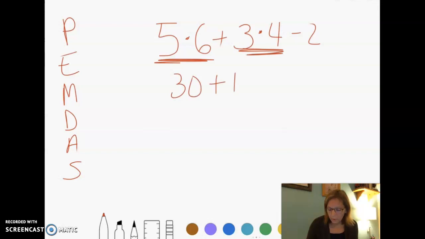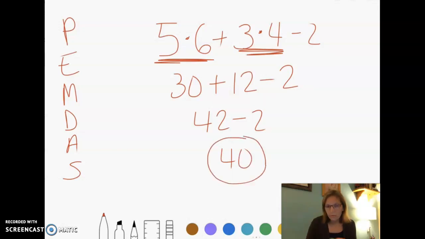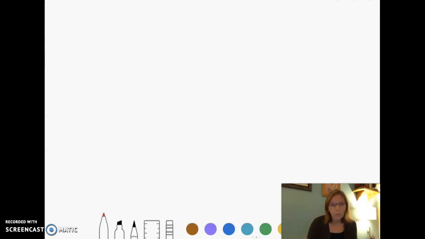And 3 times 4 is 12. And then I'm just bringing down that -2 because I haven't used that yet. And now I'm going to solve the addition and subtraction from left to right in order. So 30 plus 12 is 42. Bring down the -2 because we haven't used it yet. And then 42 minus 2 is 40. And of course, if we had parentheses, we would do parentheses first. If we had an exponent, we would do an exponent second. Then multiply and divide, last add and subtract. Okay? Let's keep going.